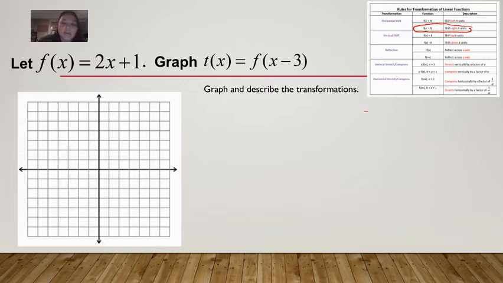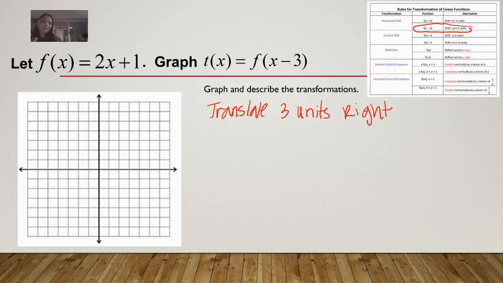Okay, so it says describe the transformation. We're going to do translate 3 units right. Okay, so I'm going to prove that to you guys by actually graphing the parent function. Okay, and then I'm sorry, I'm going to graph the original equation. That's not the parent function. Whew, it's been a late night.